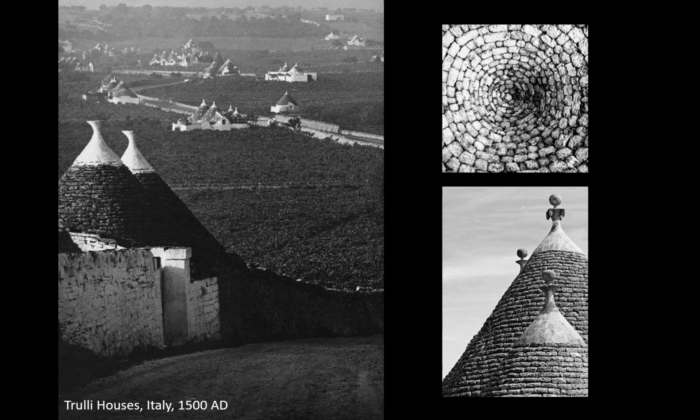These are the Trulli houses in Italy, and these are a local form of housing, and it makes this cone shape. And traditionally, these are not mortared. These are stacked stones. And so it's a corbelled dome, meaning that each stone ring is slightly set in further and further as you get climbing higher and higher towards the top.